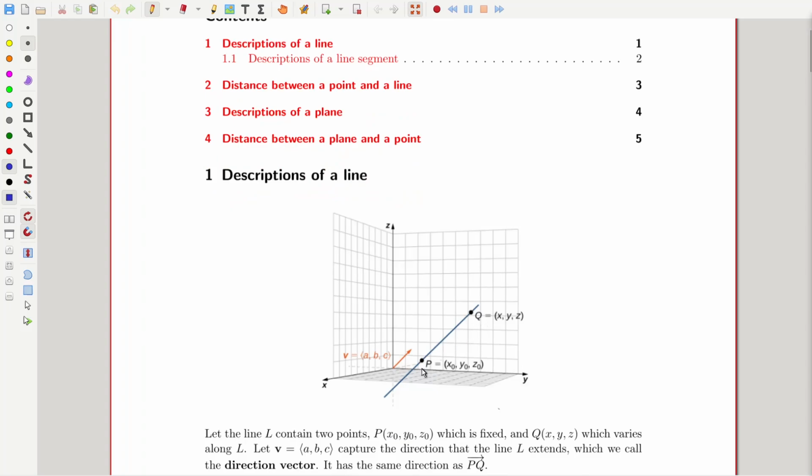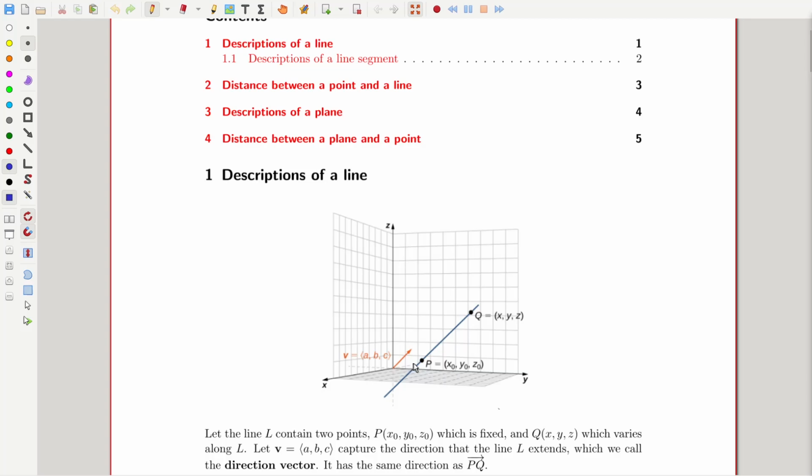Call them P and Q. What we can do in order to describe a line that passes through P and Q, what we'll need is what we call the direction vector from P to Q. Our convention is going to be to have the values of the vector be labeled A, B, and C.